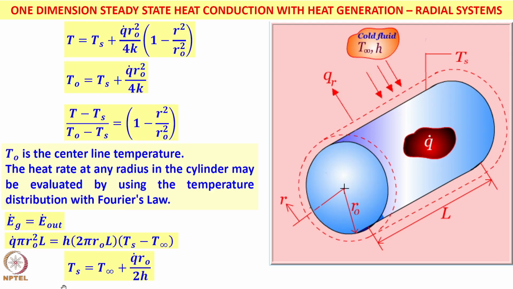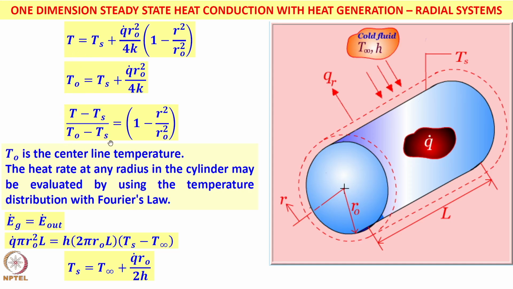So, local temperature minus surface temperature divided by the center line temperature minus surface temperature is nothing but 1 minus r squared by r naught squared. It just comes by using these two and dividing one by the other. T is a local temperature distribution, T naught is the maximum, subtract Ts from both sides and divide the top by the bottom equation, you will get this.